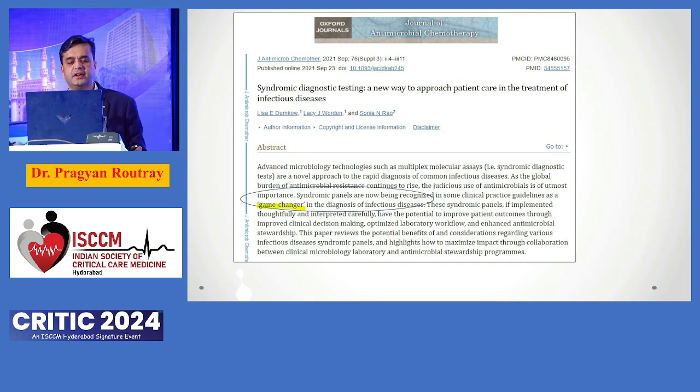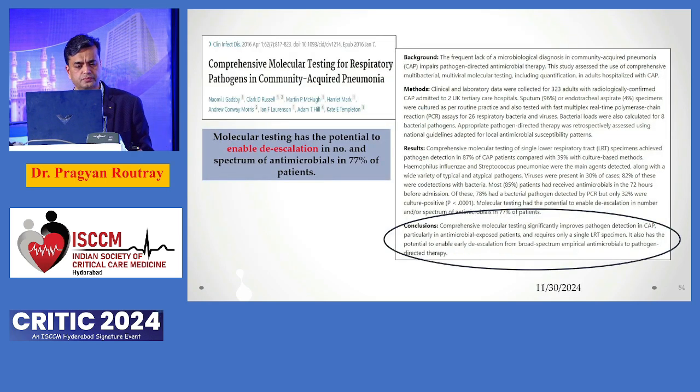Coming to syndromic diagnostic testing, that we know, we do a fever panel, we do a pneumonia panel, we do a respiratory panel. Syndromic diagnostic testing is going to be a new way to approach patient care in the treatment of infectious disease. PCR doing a syndromic diagnosis is probably going to be a game changer, as shown by this article. You can put up an array in a fever panel. You can test all those tropical fevers together, and PCR can pick up within 6 hours. So a syndromic panel also helps. The studies prove the same thing.